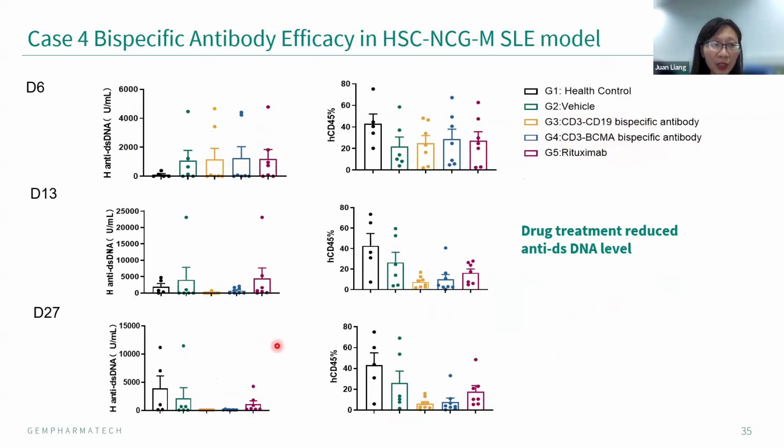And as shown here, after 20 days of treatment, we could observe that both the bispecific antibodies could reduce the human anti-double-stranded DNA levels, and also those two bispecific antibodies targeting B cells could reduce the lymphocyte cell population in this model.